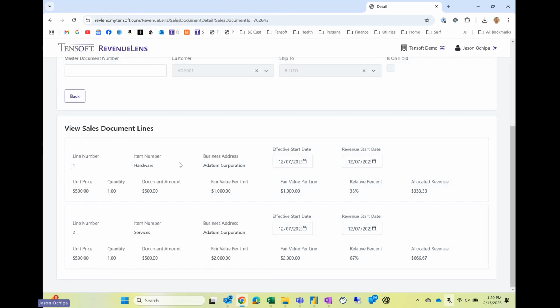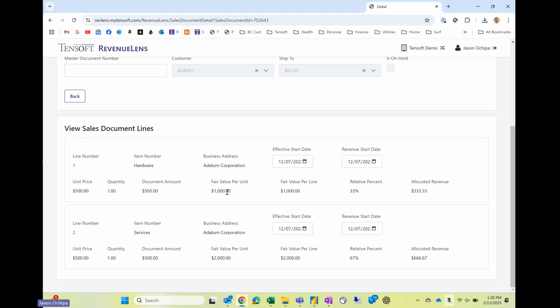So in this example, we're selling hardware and services. We've set up the hardware to have a relative fair value of 1,000 and the services a relative fair value of 2,000. The amount billed to the customer was $1,000, $500 for each item. So if we didn't allocate based on relative fair value, then the hardware would be recognized for $500 and the services for $500.